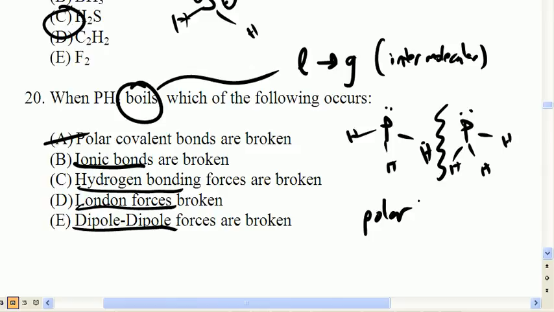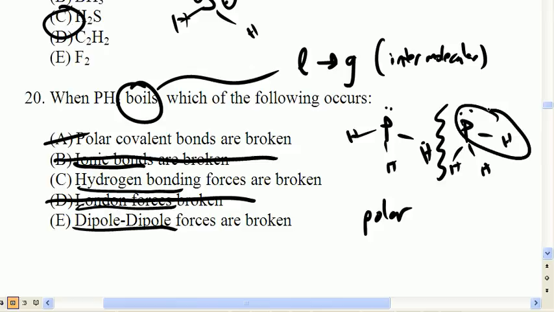It is polar, so get rid of London. There are no metals, so get rid of ionic. And there is no hydrogen bonding, because hydrogen is not connected to N, O, or F. So the answer is E, dipole-dipole.